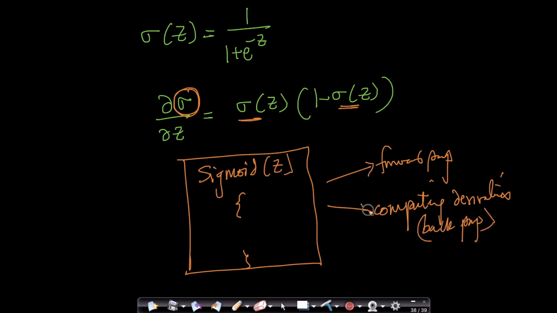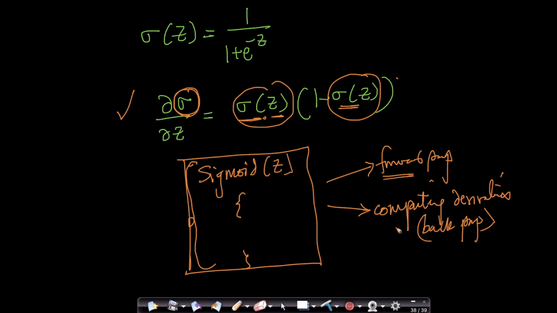So the same function, because the derivative of sigmoid can be expressed in terms of sigmoid, right? This is very important. So the derivative of sigmoid is expressed in terms of sigmoid. So if you implement one sigmoid function, you can reuse it both for forward propagation as well as for computing derivatives as part of backward propagation.